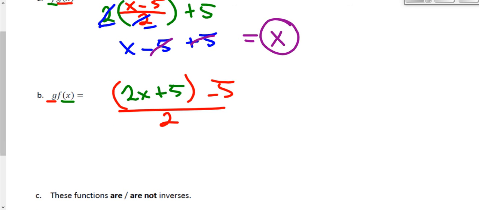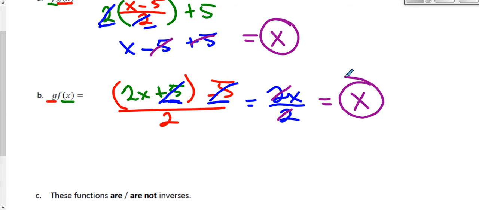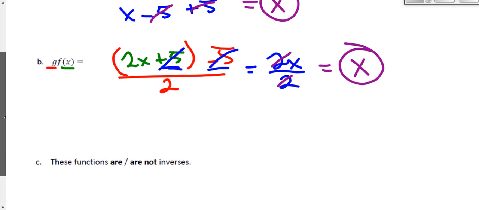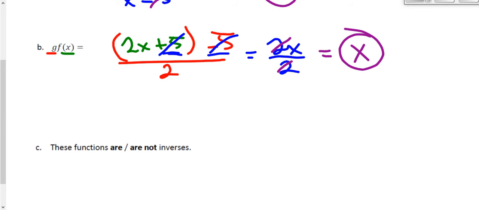The very first thing this g of x function wants to do is subtract 5, but the last thing happening in f is that I'm adding 5, so those are going to cancel. I'm going to get 2x, and the remaining divided by 2. Now g of x wants to divide by 2, but I'm already multiplying by 2, which means I'm going to get x by itself. Now, if I compose two functions and I get x alone, that means that these functions are inverses.